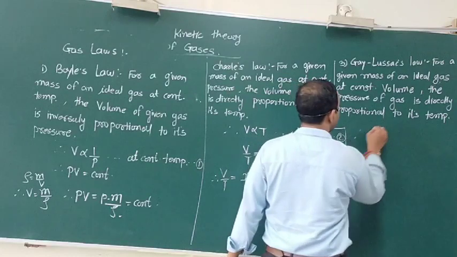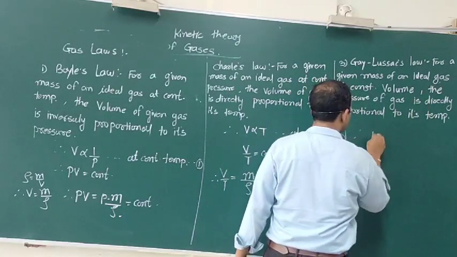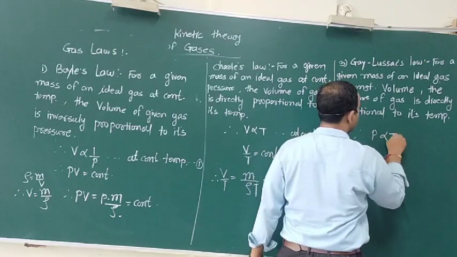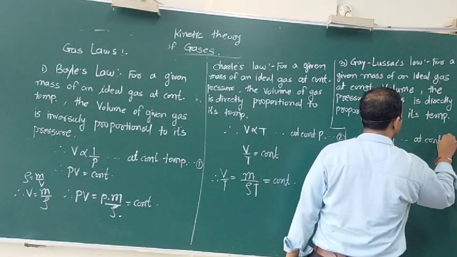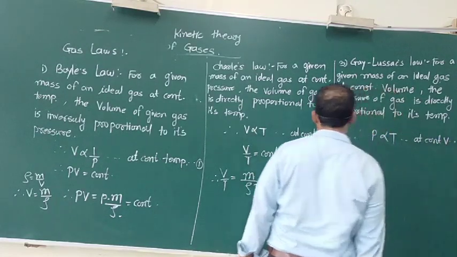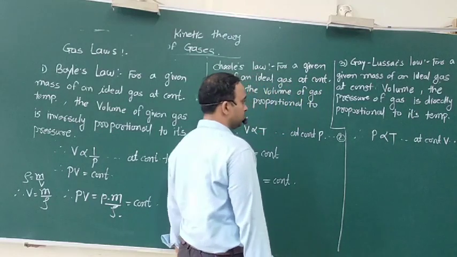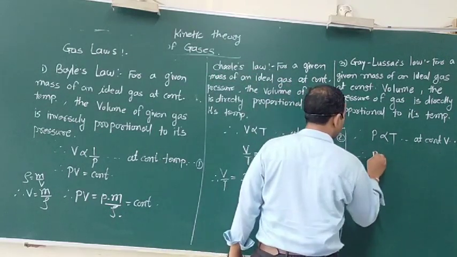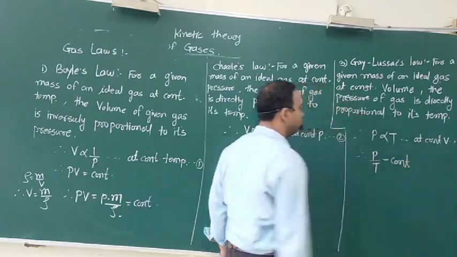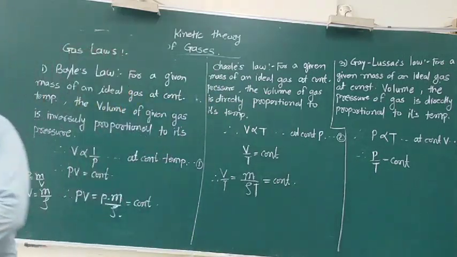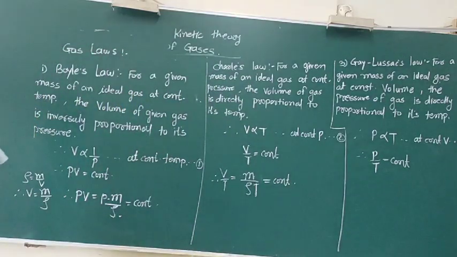Therefore, we can write the pressure is directly proportional to its temperature when at constant volume. Calling it equation number 3. At constant volume, therefore P upon T is equal to constant. This is the Gay-Lussac's law. These 3 laws.